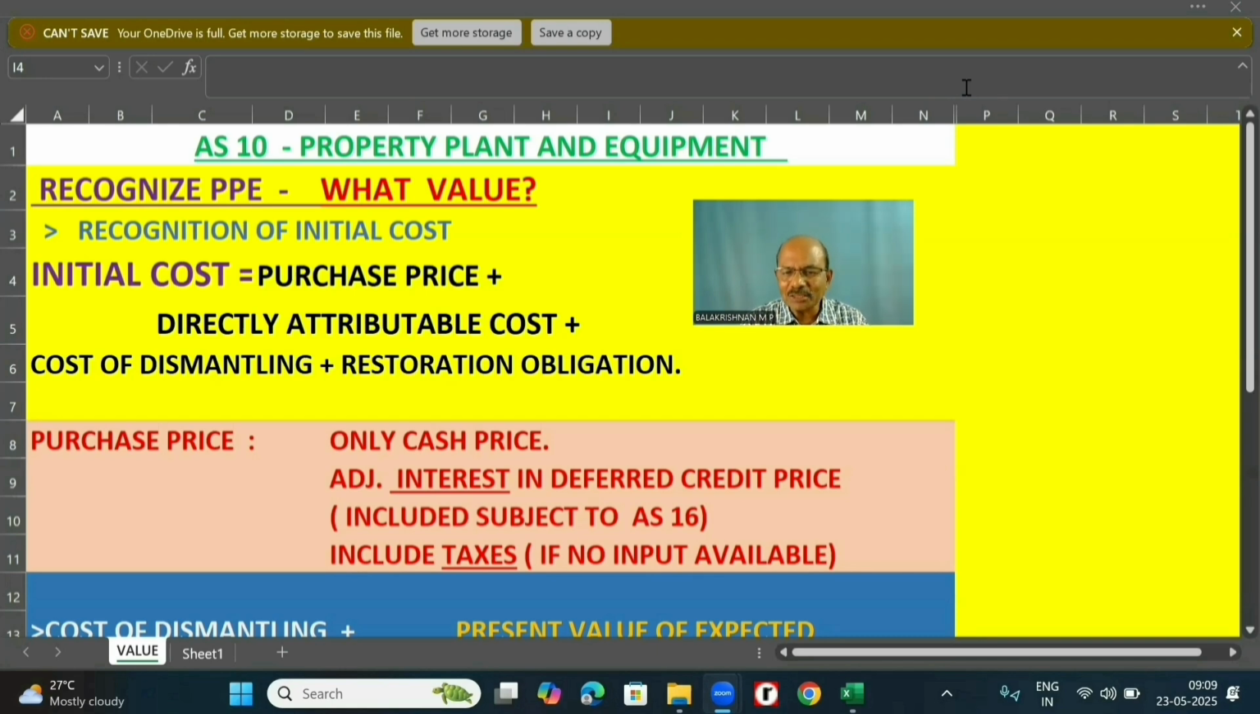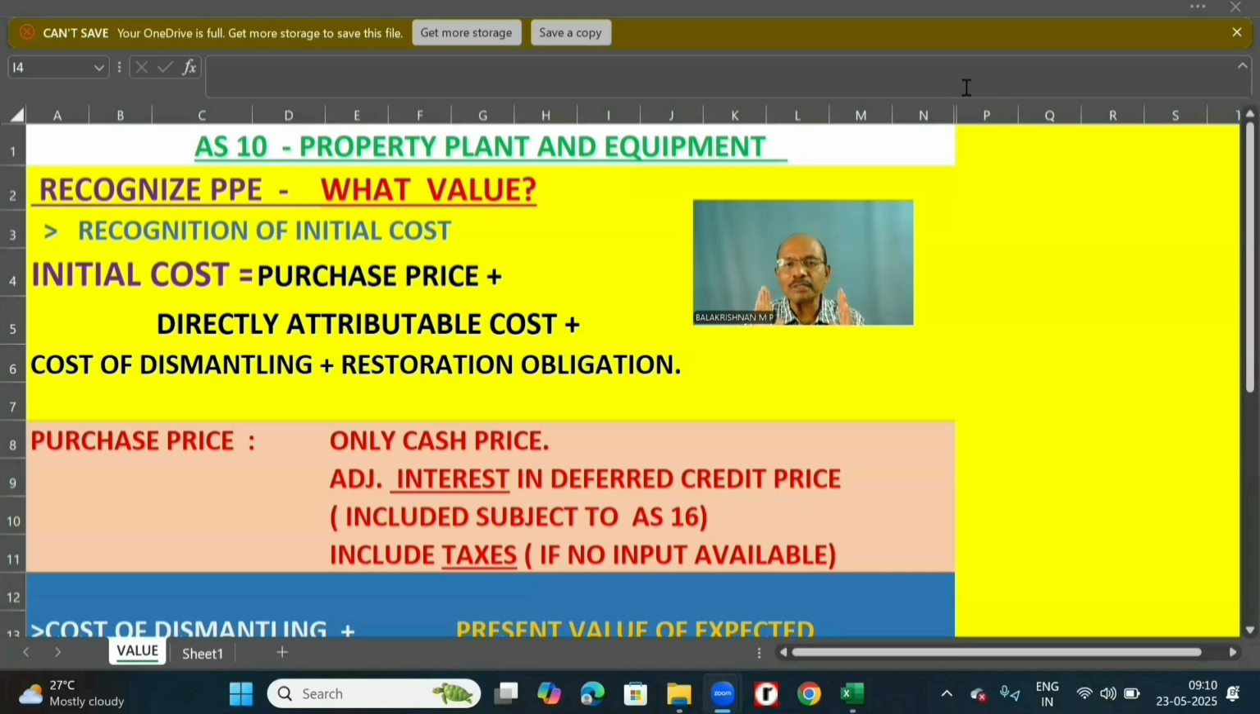Deferred payment interest should be excluded from the cost of the asset. For example, a machine is purchased for rupees 10 lakhs with deferred payment over 3 years. And let us assume the cash price of the machine is rupees 8.5 lakhs. Obviously, the remaining 1.5 lakhs represents interest over the deferred payment period. Now, accounting treatment. Rupees 8.5 lakhs capitalized as part of PPE, whereas rupees 1.5 lakhs treated as interest expense, not capitalized.